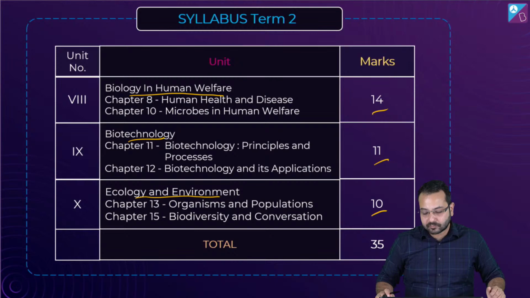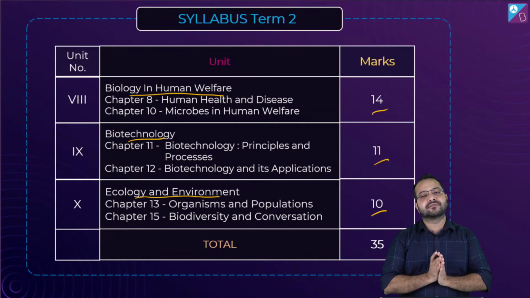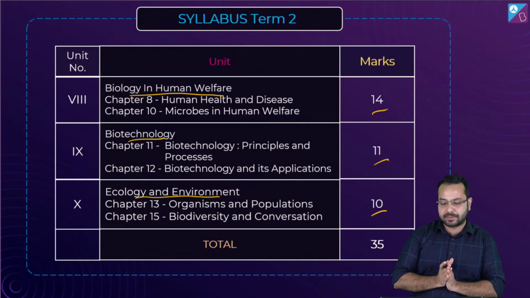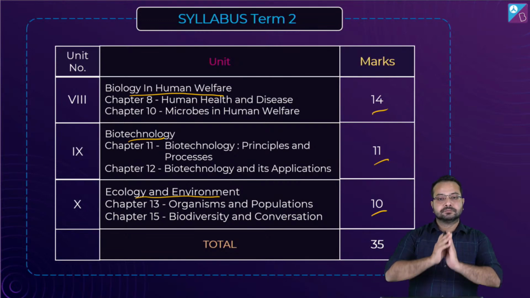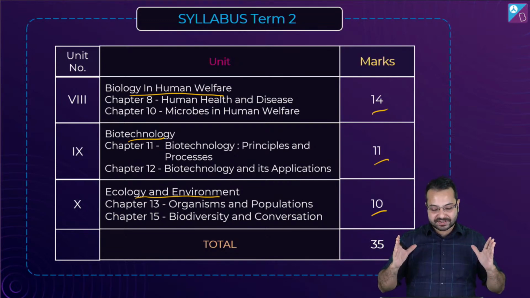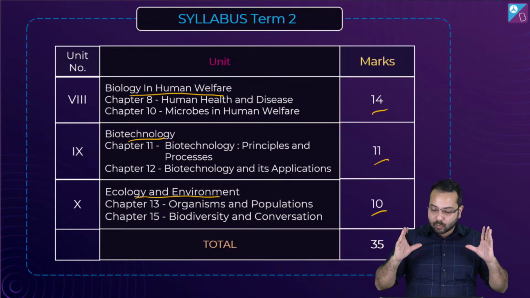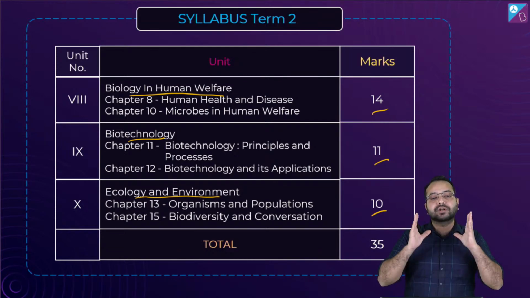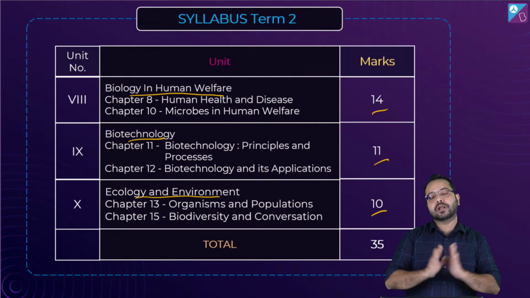Is the pattern clear? Is there any confusion regarding the pattern? Then you can let me know. Okay, so this is the pattern and the weightage. Now what are you going to do? What is your action item? That's what I'm going to tell you.